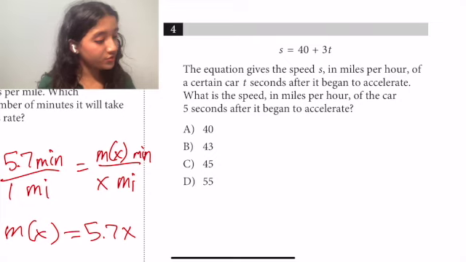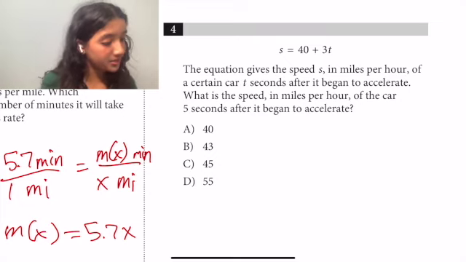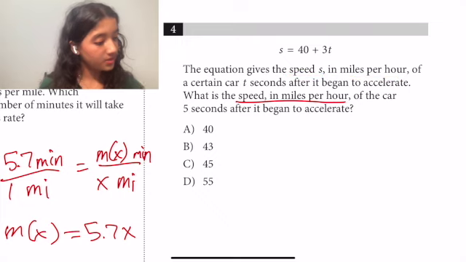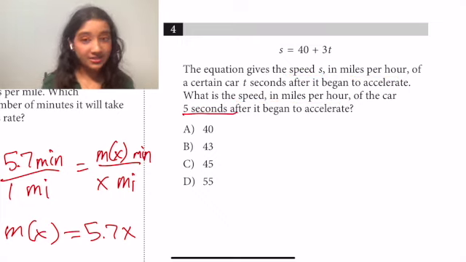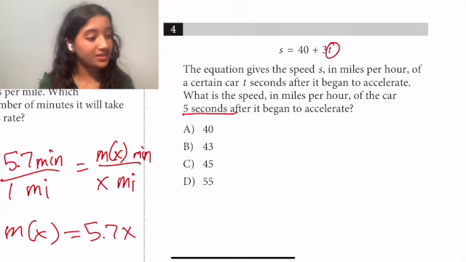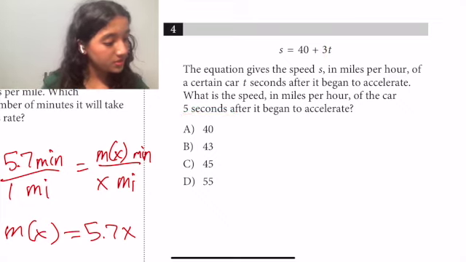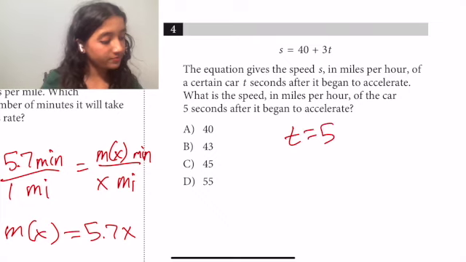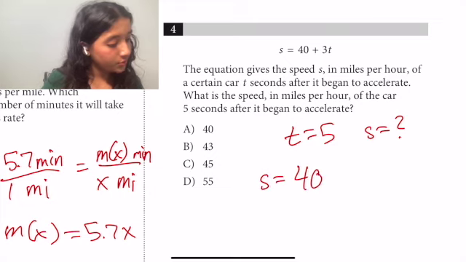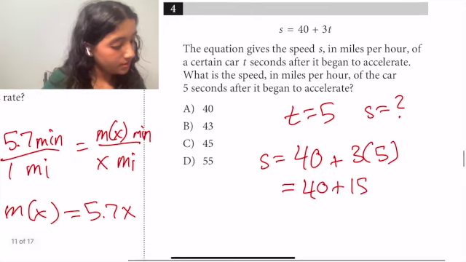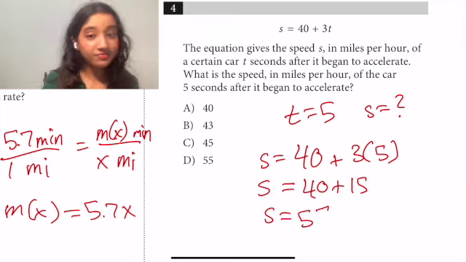For number 4, we have an equation here, and it says, the equation gives the speed s in miles per hour of a certain car t seconds after it began to accelerate. What is the speed in miles per hour of the car 5 seconds after it began to accelerate? So we want the speed in miles per hour, and we know that's represented by s. And we want the speed 5 seconds afterwards, and t represents the number of seconds after it begins to accelerate. So that means that we can just substitute t equals 5, and we just want to find the value of s. So s is equal to 40 plus 3 times 5, so 40 plus 15, and then that means that s is equal to 55, which is option D.